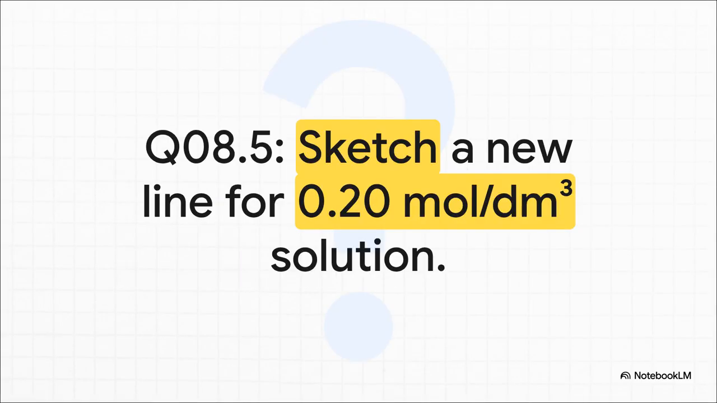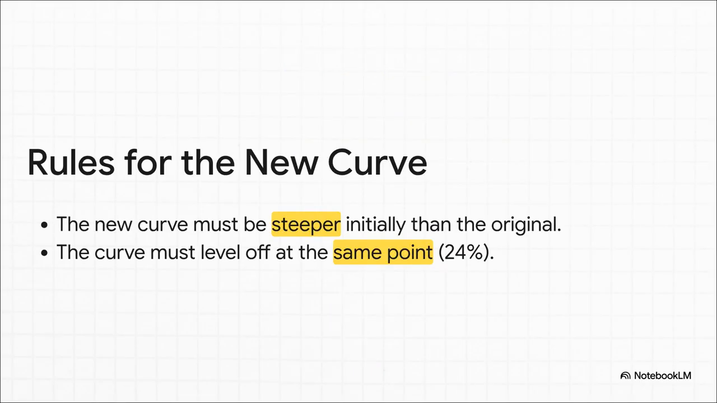Okay, prediction time. We're doubling the concentration of the reactant that we had plenty of. How is that going to change the shape of our curve? This is a classic 2-mark sketch question. So the mark scheme is looking for 2 very specific things. First, your new line has to be steeper at the beginning. Why? Well, a higher concentration means a faster initial reaction.